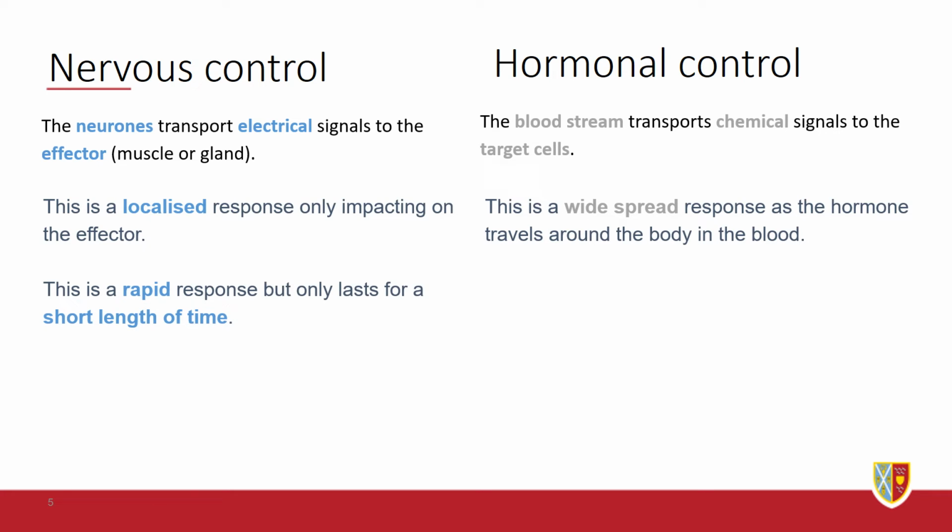Nervous control is rapid, happens very quickly, but it only has a short impact. It's a very quick contraction of the muscles, and then it's finished. Hormonal control takes a lot longer because the hormone has to travel in the bloodstream, but it lasts a lot longer.